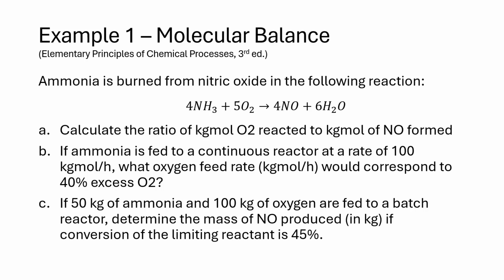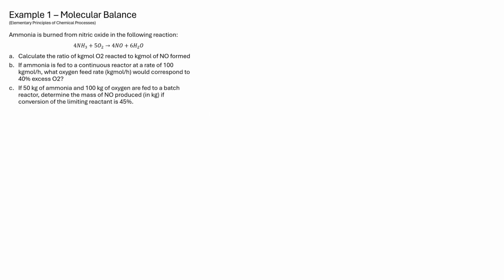Ammonia is burned to form nitric acid in the following reaction. So ayan yung hinihingi. Let's go with the calculations. Letter A is very simple. We don't need to do any calculations here. It just wants the ratio of kilomole O2 reacted to kilomole of NO formed, which can be obtained from the chemical equation. So there's 5 kilomoles of O2 needed to form 4 kilomoles NO. That's 5 over 4. Easy.